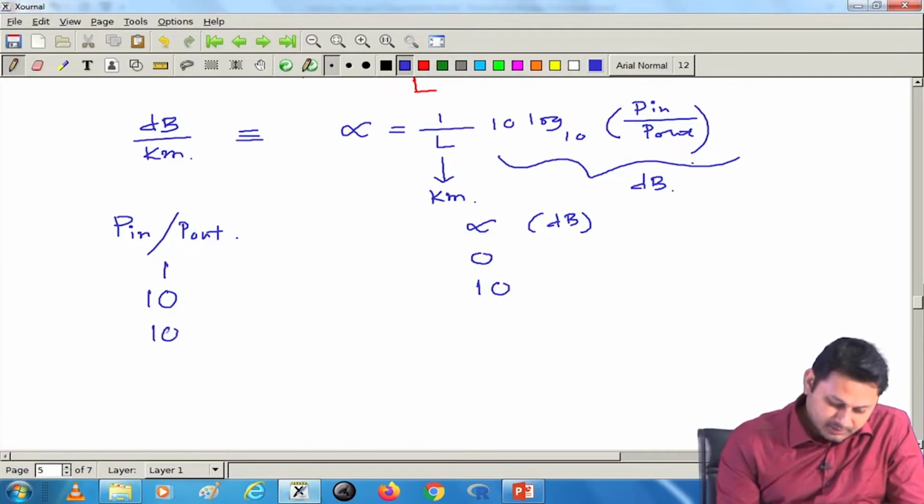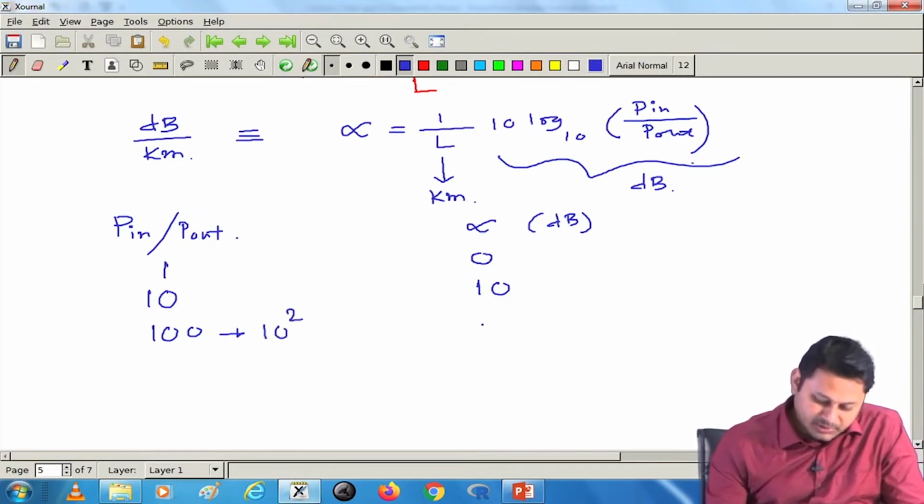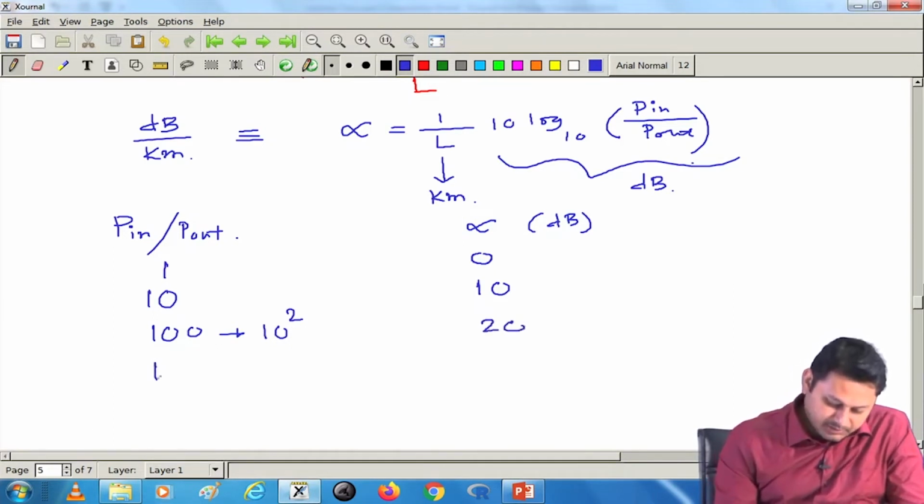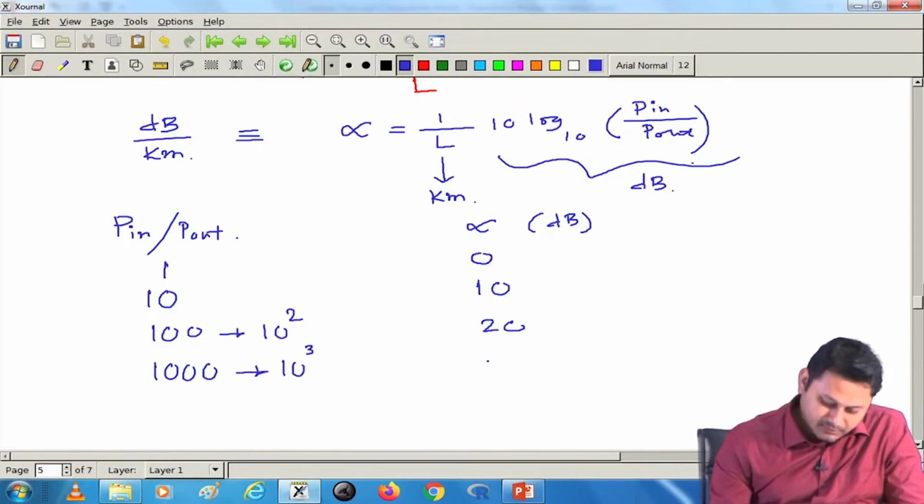If it is 10 to the power 2, which is 100, then the value in dB unit is 20. If it is 1000, which is 10 to the power 3, the value in dB unit is 30, and so on.